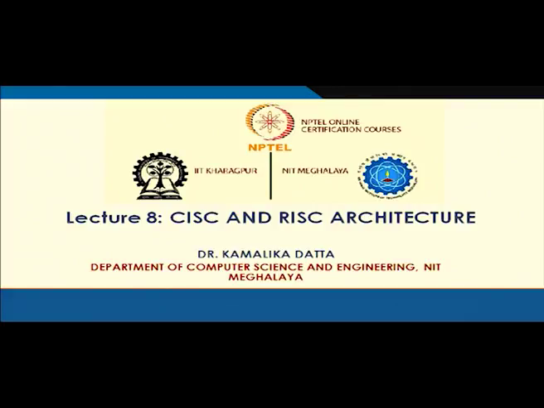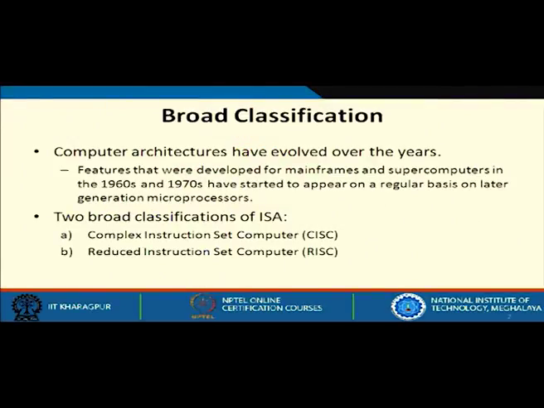So, till now what we have seen is how an instruction gets executed, what kind of instruction format is available, and what kind of addressing modes are used. So, now we will be looking into that architecture where we can divide those sets into some groups, that is RISC and CISC architecture. So, these are broad classifications.